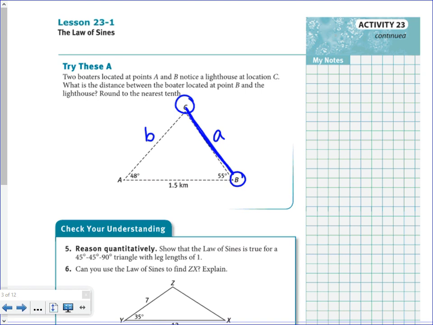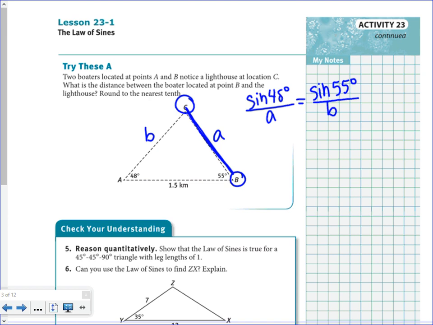So the first thing you're going to want to do is set up your ratios. So first, pick an angle. One of the angles is 48 degrees, so you can say the sine of 48 degrees, and the side opposite is a, which if you want to use a different variable, you can. Another angle is the 55 degrees, so the sine of 55 degrees, and the side opposite is B.